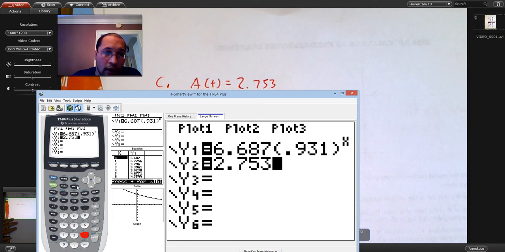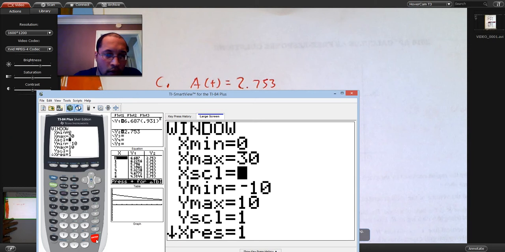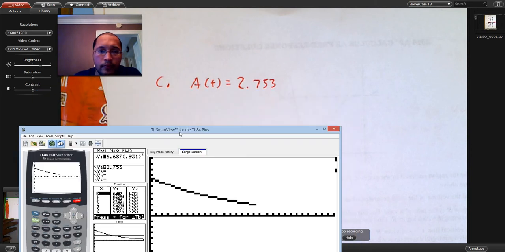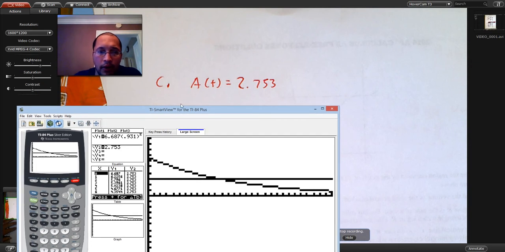Okay, and I'm going to see where the two functions intersect. Wow, what a big concept. So I'm going to graph it on 0 to 30, so being careful, I'm going to set my window x min 0, x max 30. Graph. Okay. Alright, so right there, second calculate, second trace, intersect.